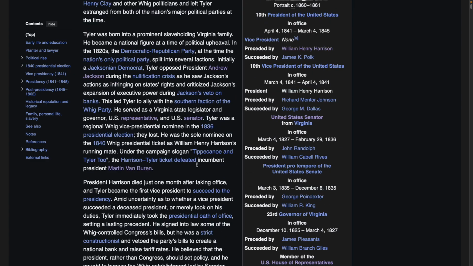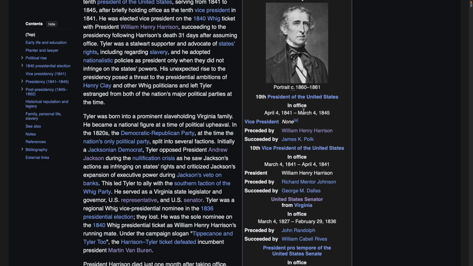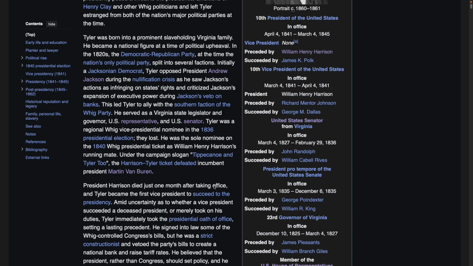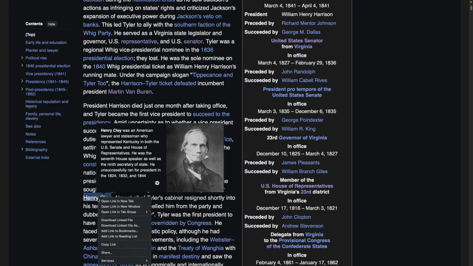So, let's see what happens here. He's in office from 41 to 45. He finished the term, but it kind of sucks. It's interesting that the Whig Party turned a cold shoulder on him. And I don't know how much this fellow Henry Clay has to do with it, where they mentioned him briefly in one of the paragraphs. There he is, Henry Clay. He seems to have rabble-roused quite a bit within the Whig Party, and I guess he turned the party against him. Let's add it to the reading list.